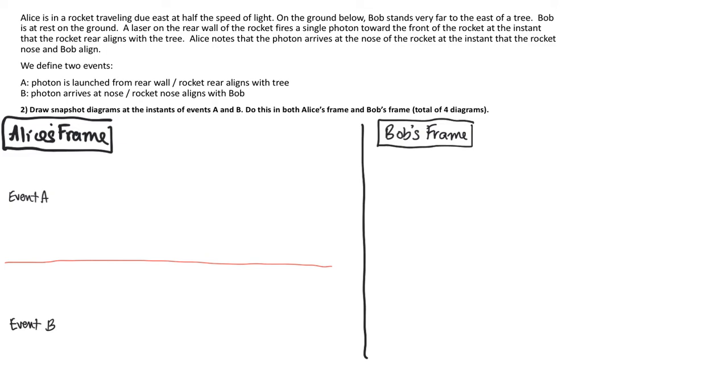So for event A, that's when the photon is launched from the rear wall, and that's also when the rocket rear aligns with the tree. So let's see, we have our ground, and we have a tree, and we have Bob. And we have the rocket. And at this instant, this is the special instant where the back or the rear of the rocket is aligned up with the tree.